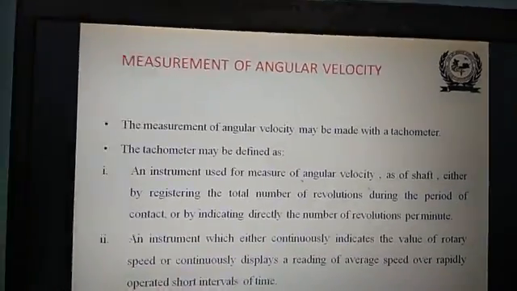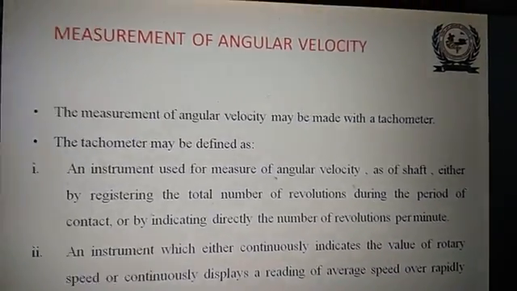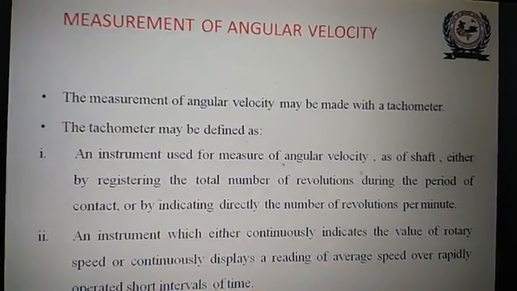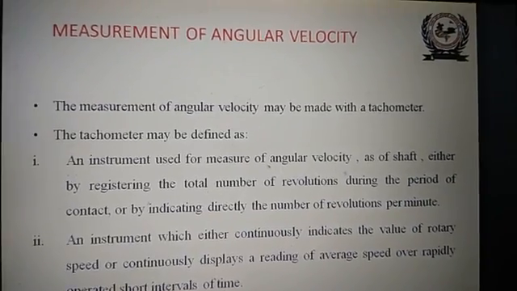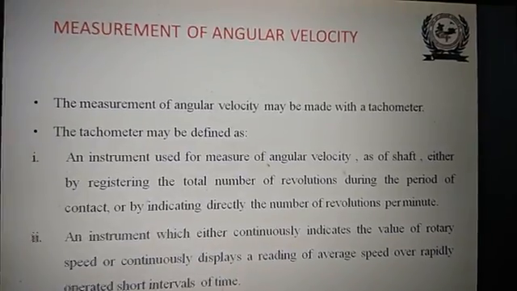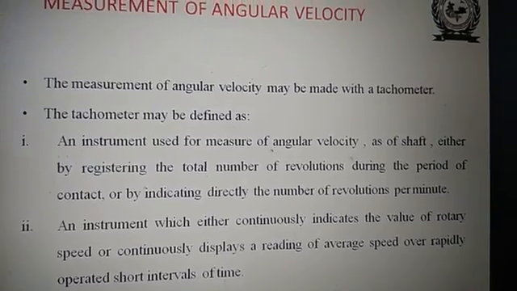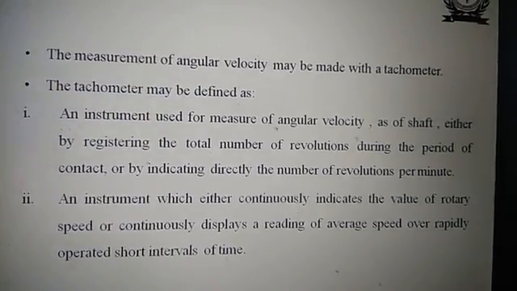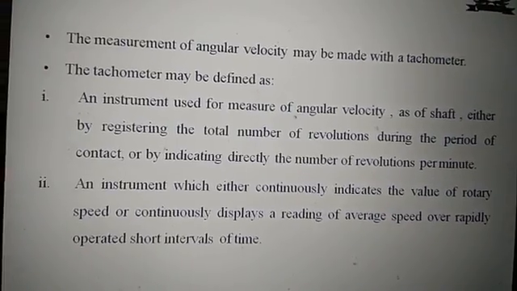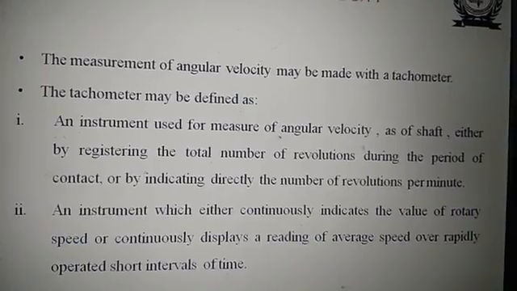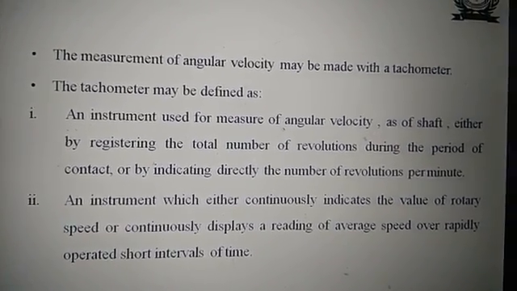Here it is not much necessary to go for the measurement of angular velocity, but for your knowledge, you must also know this. As per our theory, we will be concerned with linear velocity only, but for the time being, you must know something about the measurement of angular velocity. The measurement of angular velocity may be made with a tachometer. The tachometer may be defined as an instrument used to measure the angular velocity of a shaft, either by registering the total number of revolutions during the period of contact, or by indicating directly the number of revolutions per minute.